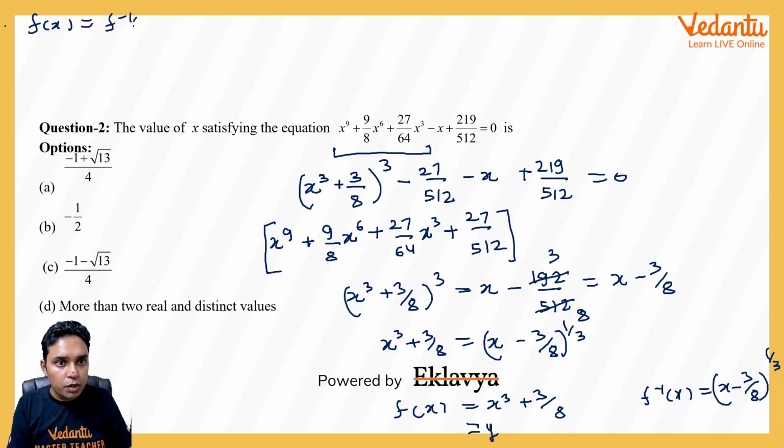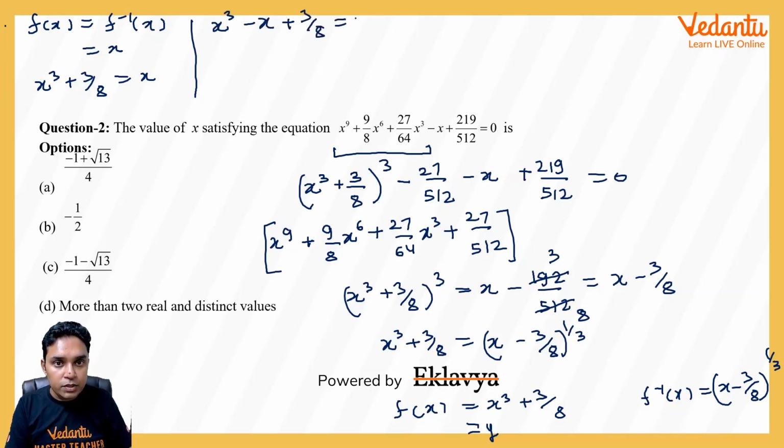So as I told you in our previous question, we will first solve it for f(x) is equal to x, which will give us x cube plus 3 by 8 is equal to x, which becomes a cubic, x cube minus x plus 3 by 8.